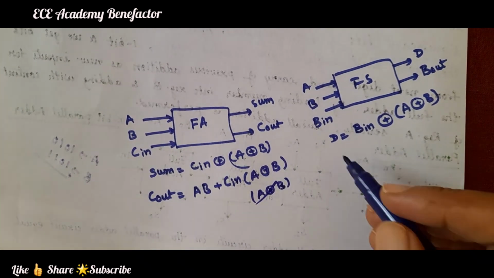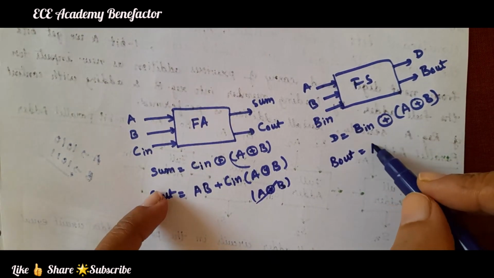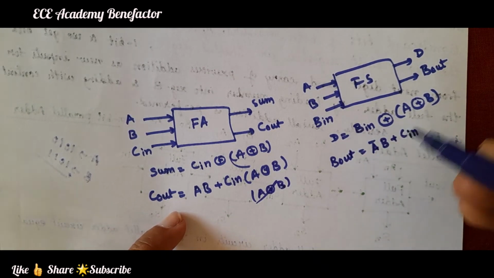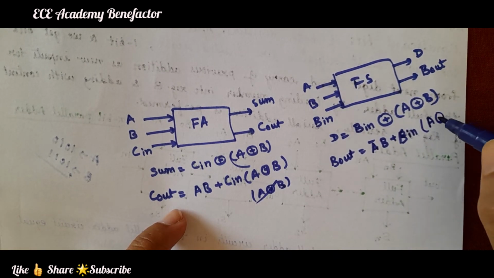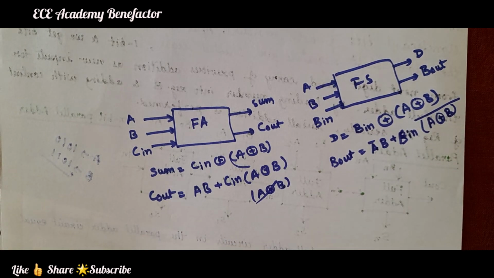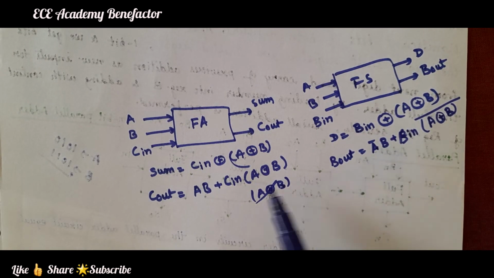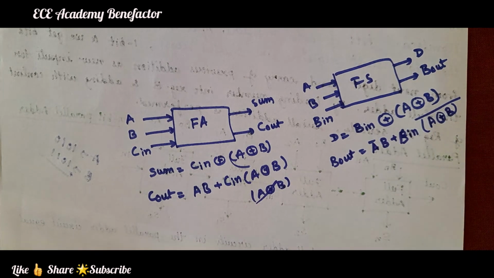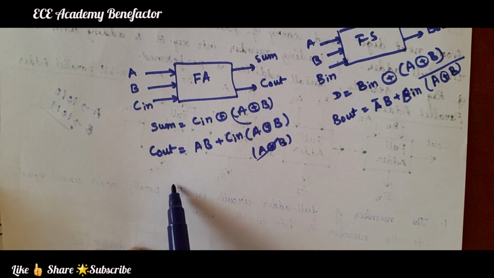Okay. Now coming to the B out expression, here it is coming as A bar B plus C in, not C in, it will be B in, A XOR B the whole bar. So, it is easy: here it is A B, here it is A bar B. The first term is the complement, and A XOR B the whole bar.